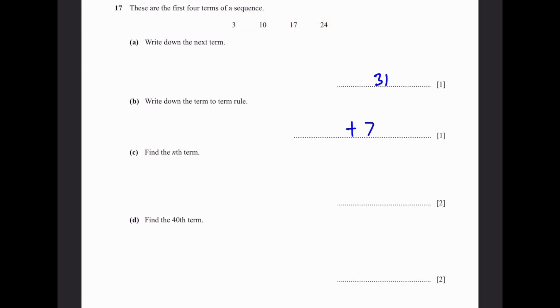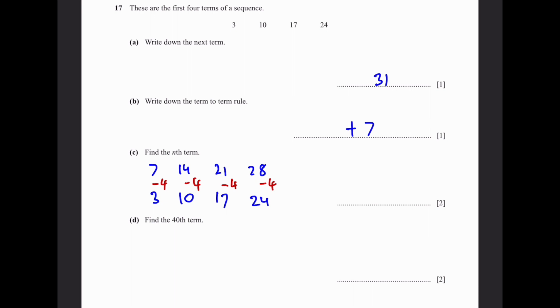Because the common difference, the term-to-term rule, is plus 7, let's take the 7 table. 7 table is 7, 14, 21, 28. Let's take the first 4. And the sequence is 3, 10, 17, 24. What do we notice? 7 minus 4 equals 3, 14 minus 4 equals 10, 21 minus 4 equals 17, 28 minus 4 equals 24.